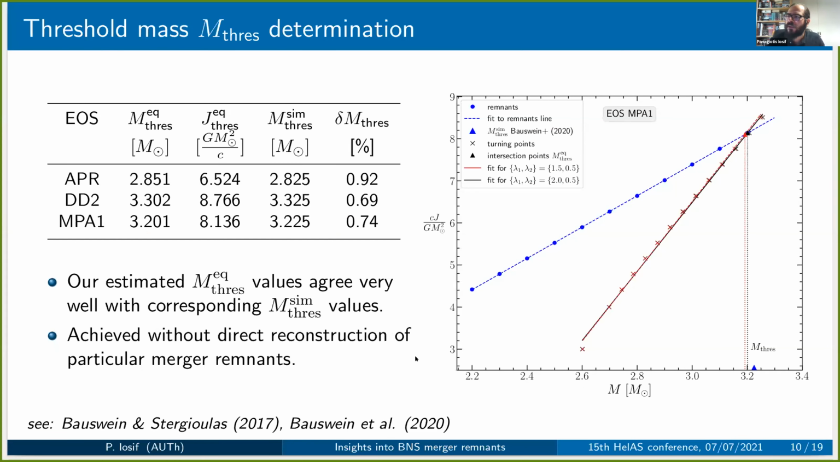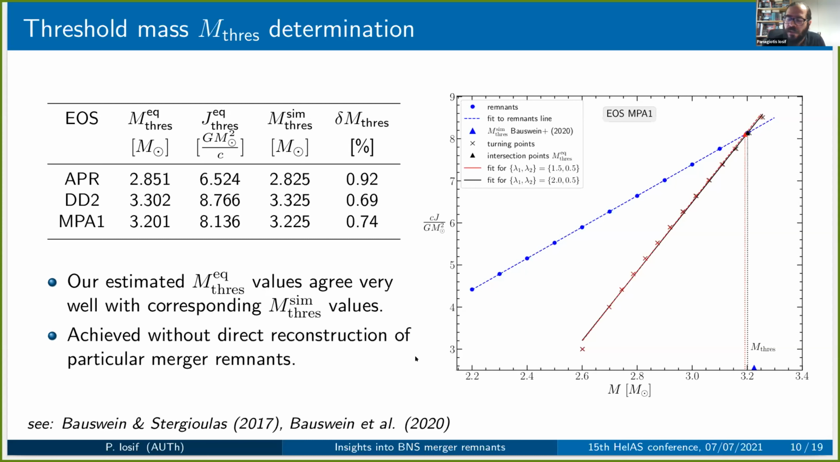And this can all be a little bit more clear if we put our data on an angular momentum versus mass plot. This is actually a repeat of the analysis in Bauswein and Stergioulas 2017, but for a realistic differential rotation law in our case here. So the blue line is the remnant line, and the red and black lines are the turning point lines. They intersect, and this defines our threshold mass.